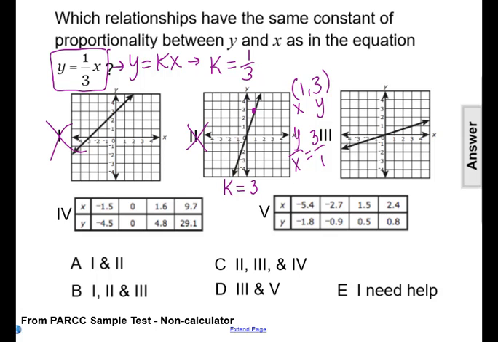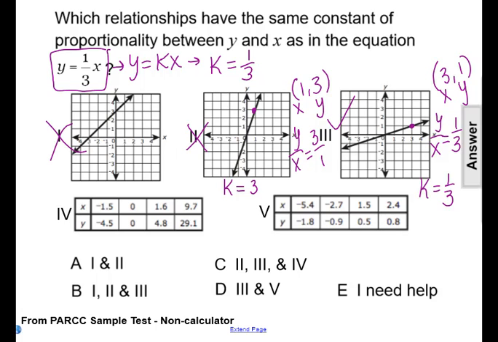So graph number 3 is proportional. It does pass through the origin with a line. So we can pick any of the ordered pairs on that line. Let's choose 3, 1. So now we have an x value of 3 and a y value of 1. So the ratio of y over x is equal to 1/3. So the constant of proportionality is 1/3. It matches, it's the same as the equation. So graph number 3 is going to be a part of our answer.